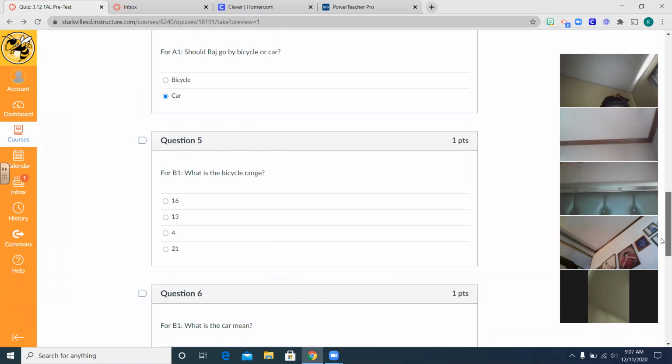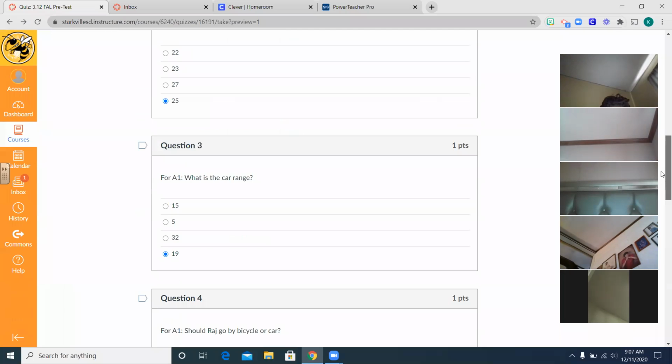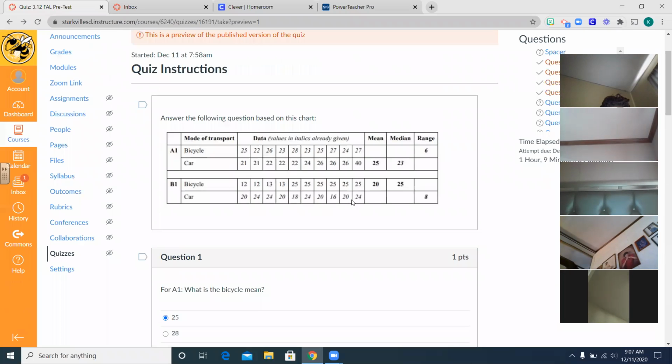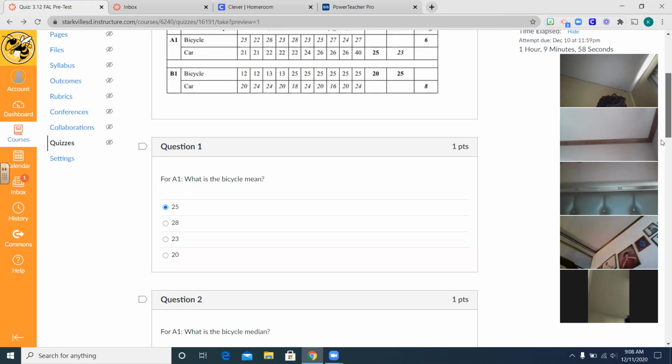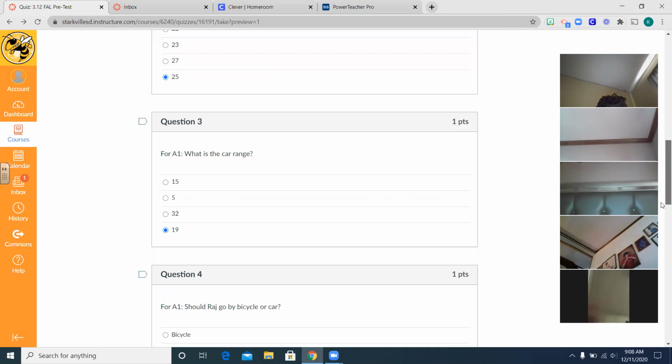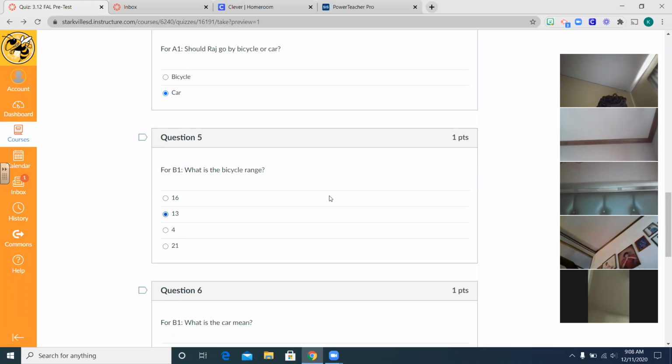So let's go to question 5. What's the bicycle range? If for B1, so B1 bicycle range, that's what we're missing. So let's find it. Again, what is the range? It is the highest minus the lowest number. So for B1, you guys can see my cursor, B1 for the bicycle, 25 is the highest number, right? And 12 is the lowest. So 25 minus 12 is 13. So 13 is the range. So let's go down here and answer it, okay?